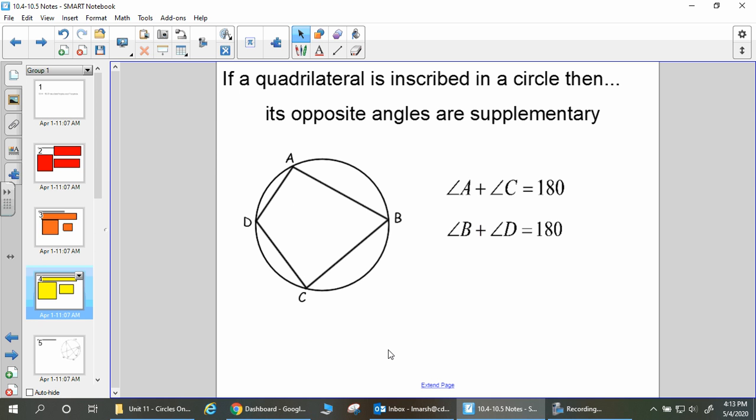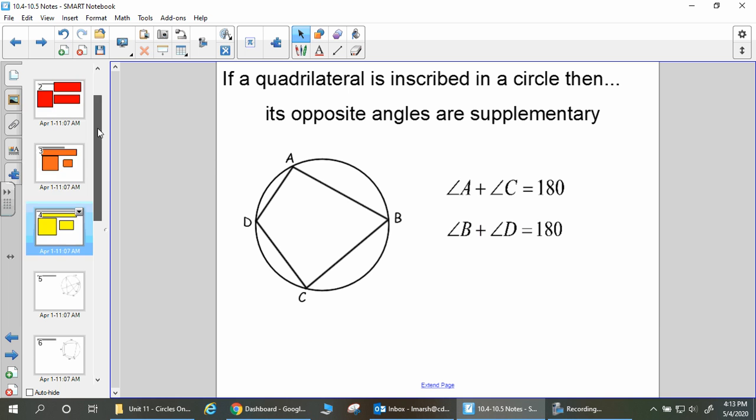So if we're just talking about the quadrilateral, angle A and angle C are opposite. So together they have to make 180. Angle B and angle D are opposite. Same, they would have to make 180. What that means is if I know that angle A is 100 degrees, I know angle C has to be 80 degrees, for example, even if I don't know the arcs that are going around the outside.